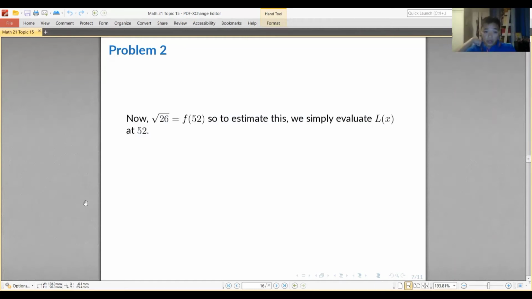So take note that using the function that we had in the previous slide, we know that square root of 26 is equal to f of 52. So in order to estimate f of 52, we simply evaluate the locally linear approximation at x equals 50. In doing so, the x will be substituted with 52. Evaluating it, you'll get 5.1.